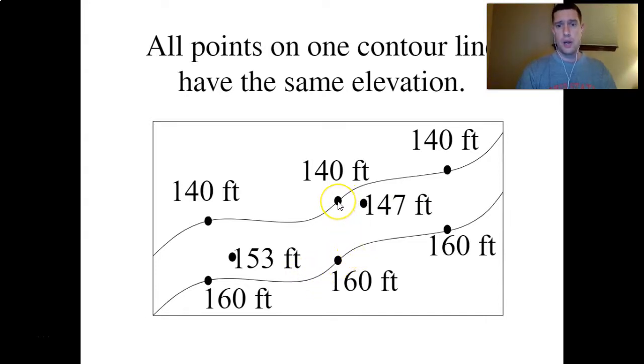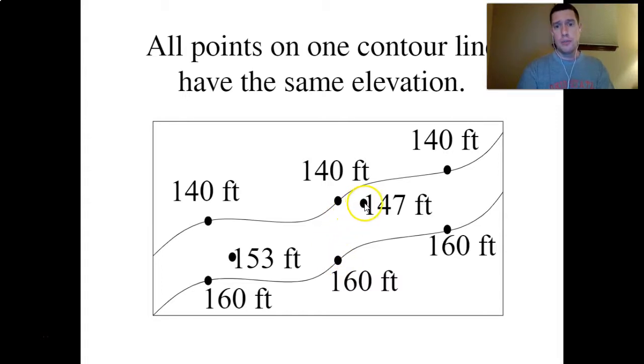So if I am standing right here and I take 3 steps this way, how has my elevation changed? Have I walked uphill? Have I walked downhill? Well, looking at the diagram here, looking at this map, I'm walking from 140 feet toward 160 feet. So I'm actually walking uphill.